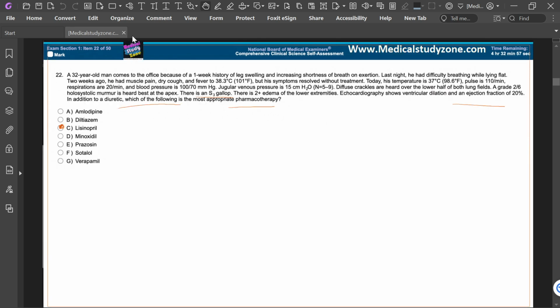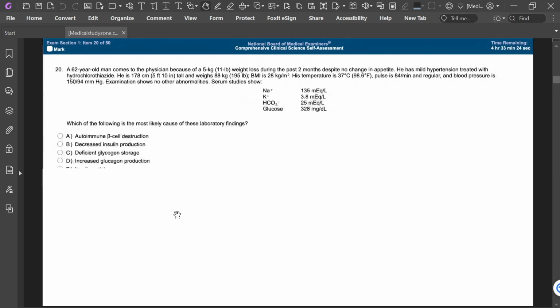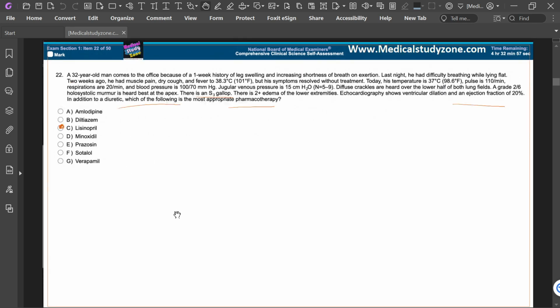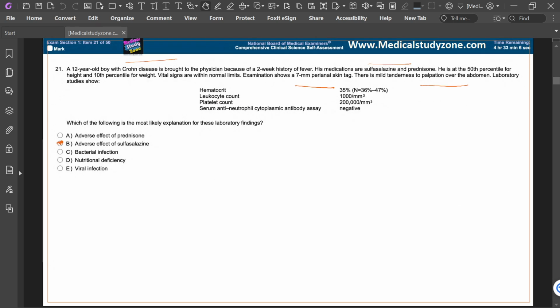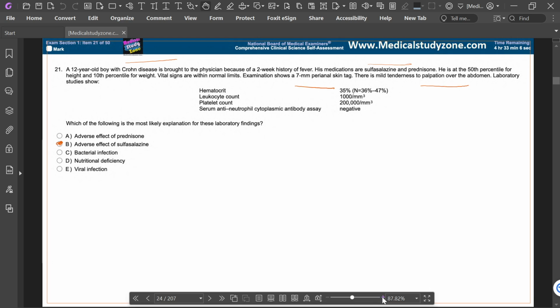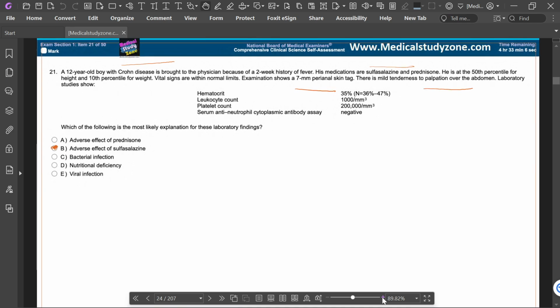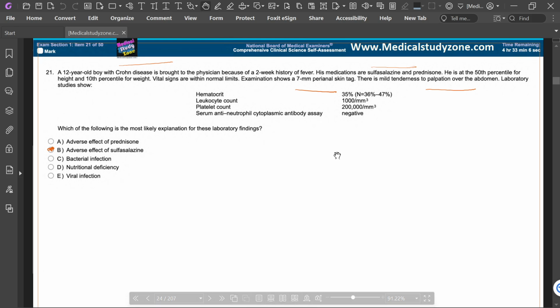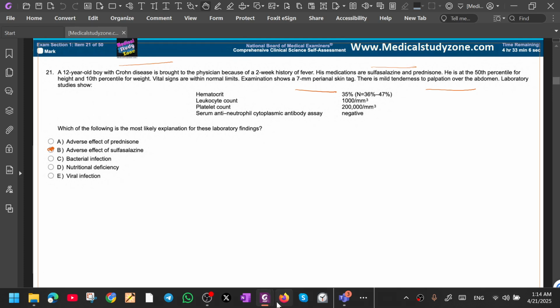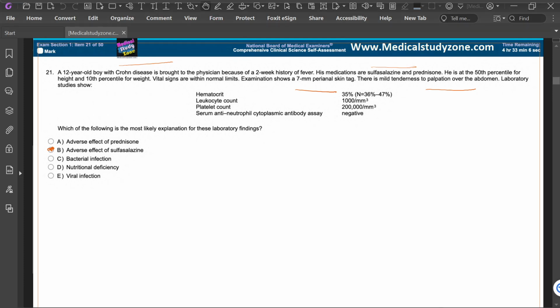A 12-year-old with Crohn's disease is brought to the physician because of a 2-week history of fever. Medications are sulfasalazine and prednisone. He is at the 50th percentile for height and 10th percentile for weight. Vital signs are normal. Exam shows a 7 millimeter perianal skin tag. There is mild tenderness to palpation over the abdomen. Labs: hematocrit is a bit low. Leukocyte count, I guess, normal. Platelet, normal. Serum anti-neutrophil cytoplasmic antibody, ANCA, negative. Which of the following is the most likely explanation for these lab findings?